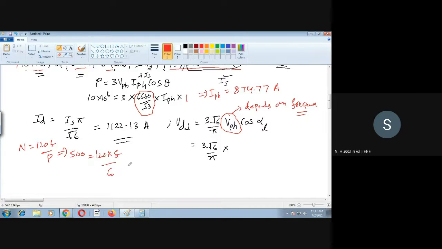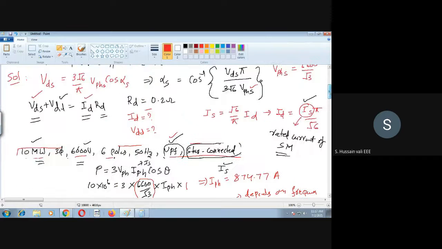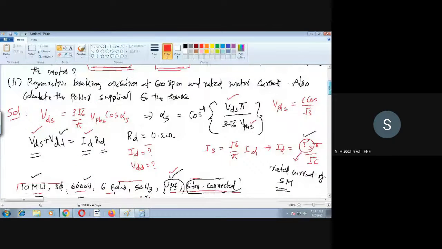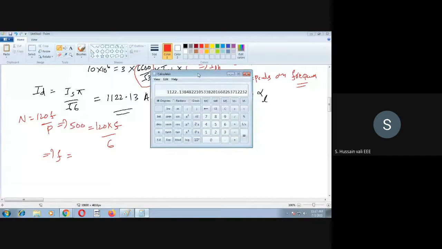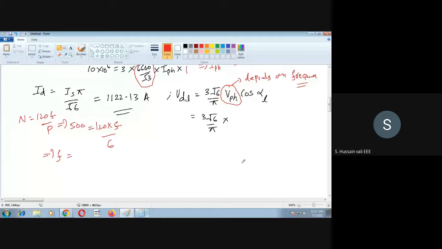Number of poles are 6, I think. Yeah, he has given 6. Yeah, 6 poles. And then what is the value of F now? F is equal to 500 into 6 divided by 120. It's 25. So you got the answer here. Frequency in this case is 25 hertz.